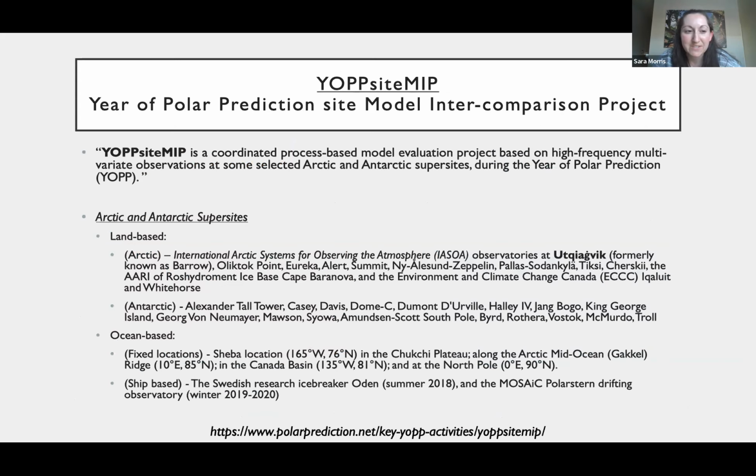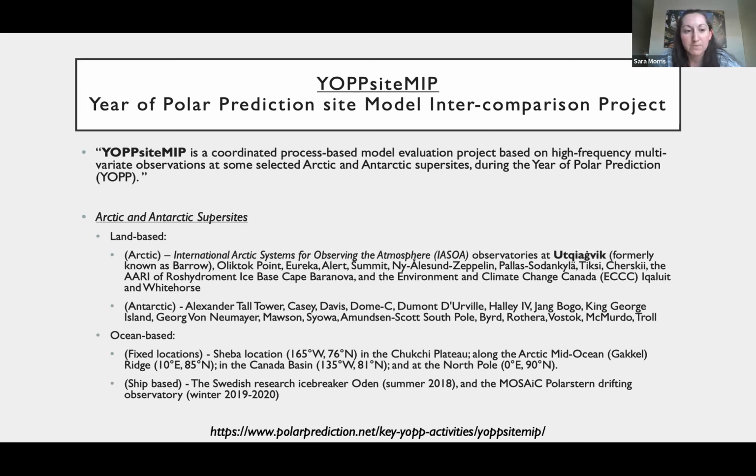So YOPP-SIMP stands for the Year of Polar Prediction Site Model Intercomparison Project, and we are actually toying with adjusting that to be the Model Intercomparison and Improvement Project, so MIIP, so we'll see what happens there. But this is a coordinated model evaluation project based on observations at select Arctic and Antarctic locations during YOPP, the Year of Polar Prediction.